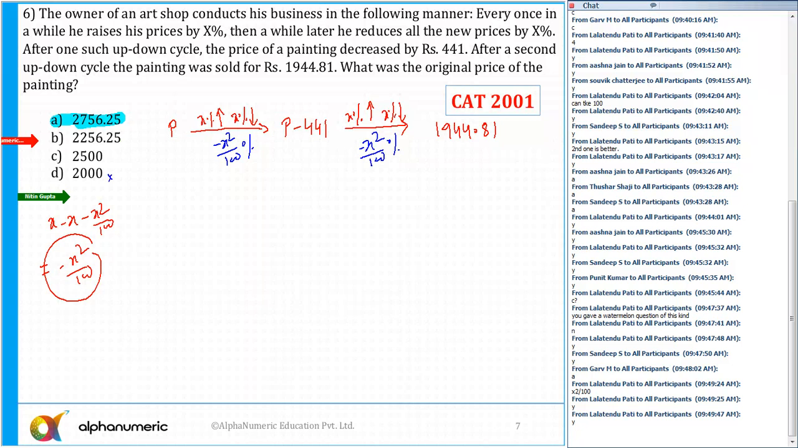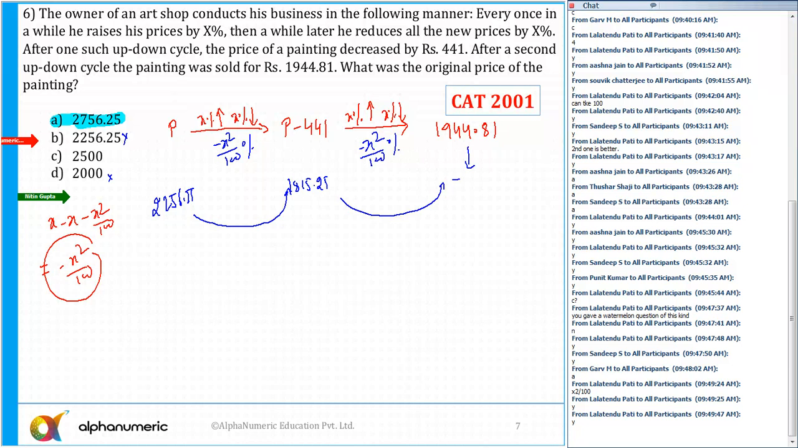Similarly, if I take the original price as 2256.25, in the first cycle it is decreased by 441. So approximately 2256 minus 441 will be equal to 1815.25. And if I further decrease, it will become less than 1944. So the answer can't be even option number B. Yes or no? So option B and option D can be rejected here.